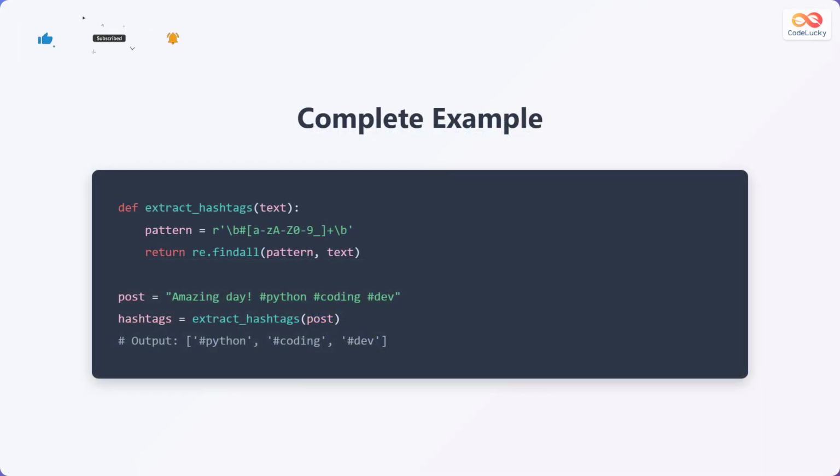Let's put it all together with a complete example. We define a function called extract_hashtags that takes a text as input. Inside the function, we define our pattern with word boundaries: \B#[A-Za-z0-9_]+\b. We use re.findall to find all the hashtags in the text and return the list of hashtags. We then define a sample post: "Amazing day! #Python #coding #dev". Finally, we call our function and print the output, which gives us a list containing #Python, #coding, and #dev.